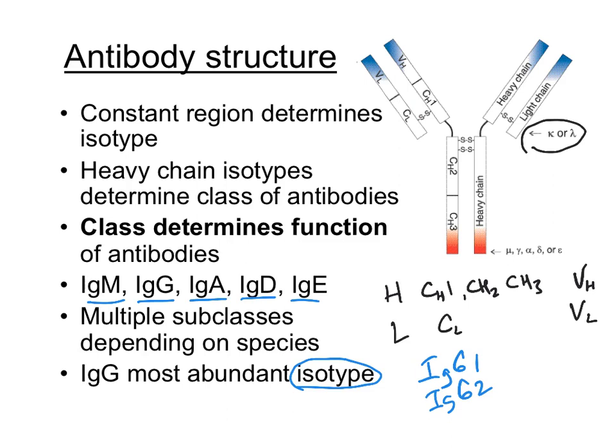And do you remember when I said some immunoglobulins have more than 3 of these constant regions? The 2 that have one more constant region are IgM and IgE. I always remember this as me. They actually have constant heavy 1, constant heavy 2, constant heavy 3, and constant heavy 4.